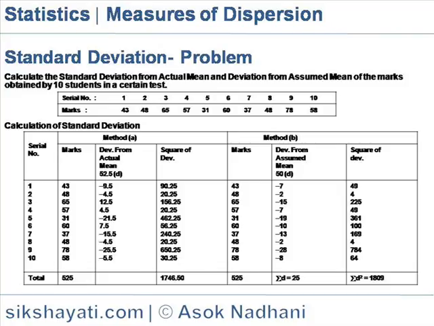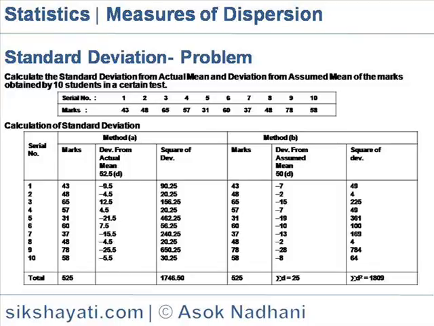for method A, that is from actual mean, and method B to compute deviation from assumed mean. So in the first set of data we have in the first column marks, then the second column deviation from actual mean. So first we compute the actual mean, that is the average of the sum of the marks obtained. So that is 1/10 into 525 is equal to 52.5 marks. So the second column shows the value of the deviation from the actual mean, that is 52.5. The third column shows the square of the deviation, that is d square.